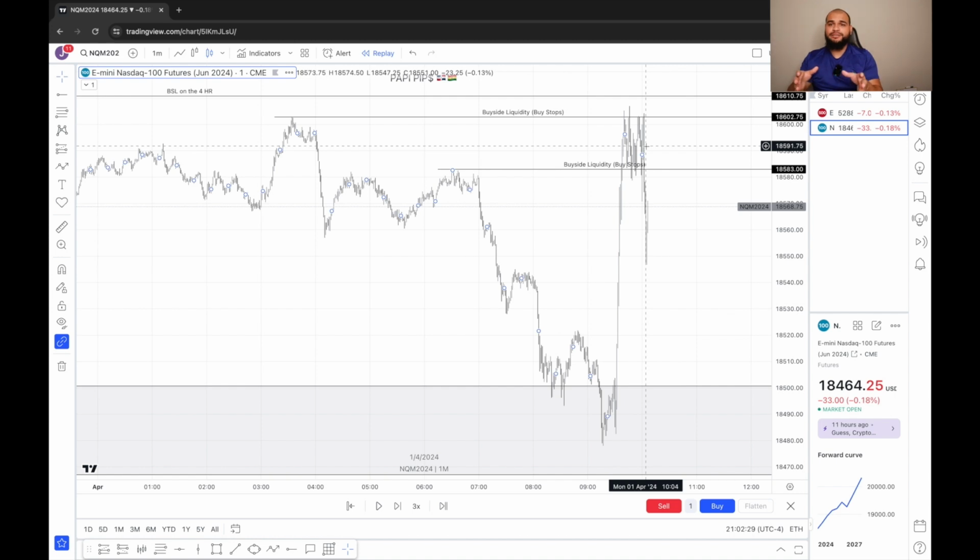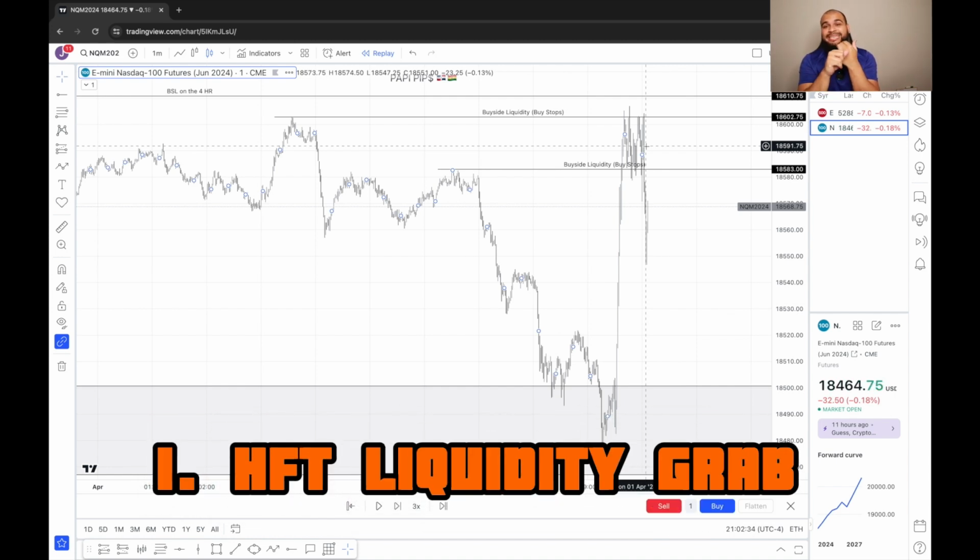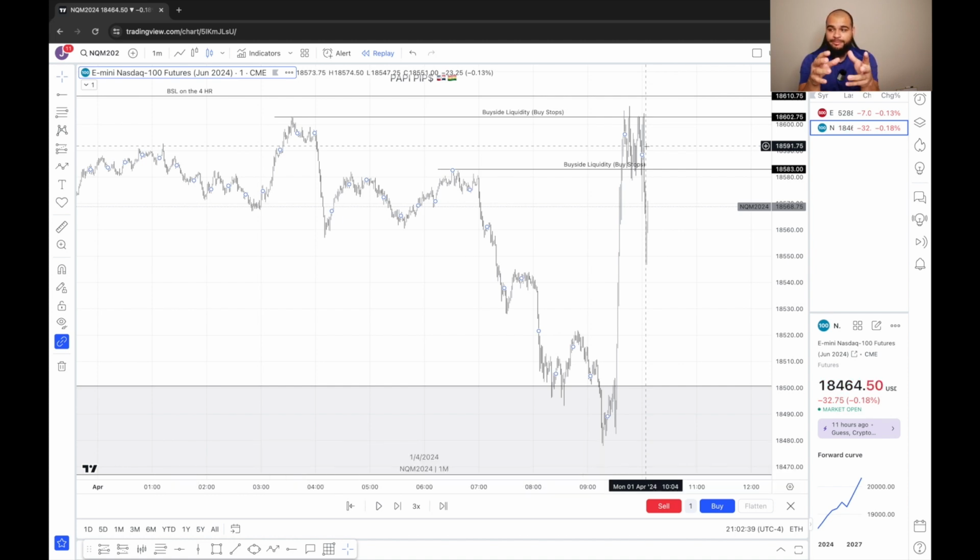Now we're gonna do my checklist. This is the Papi Pips checklist. Number 1, price has to take out liquidity grab on a higher time frame. 2, break a structure. 3, OTE. 4, fair value gap. 5, order block. Right? I don't need all 5 in order to get in a trade, but I need at least 3. So I need price to take out buy side or sell side. I need price to break structure and come into OTE. Right? Now I'm gonna show you all of this.